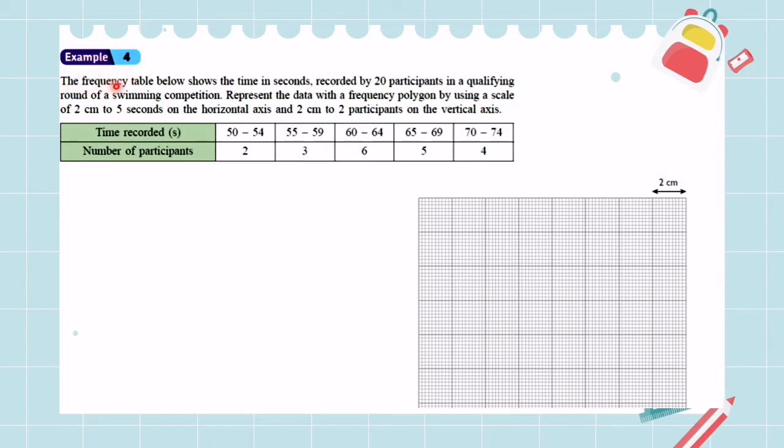Example 4. The frequency table below shows the time in seconds recorded by 20 participants in a qualifying round of a swimming competition. Represent the data with a frequency polygon by using a scale of 2 cm to 5 seconds on the horizontal axis and 2 cm to 2 participants on the vertical axis.